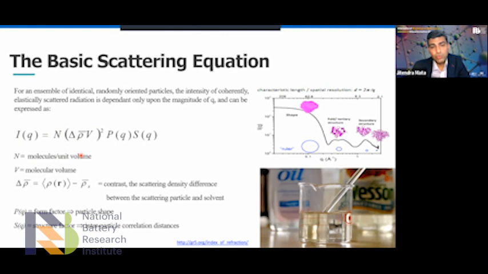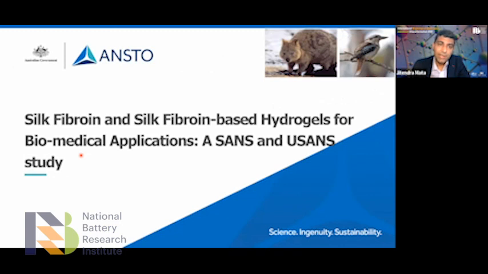Now, I'm going to show you one example where I have used SANS and USANS. I have a lot of examples, but I picked this one because it suits this conference very well. In this example, we have used silk-based hydrogel. Silk is a very common, natural material, and we have made silk-based hydrogel for biomedical application. We used SANS on the Quokka instrument and the Kookaburra instrument to study this material, and I'm going to show you some really nice data from that.